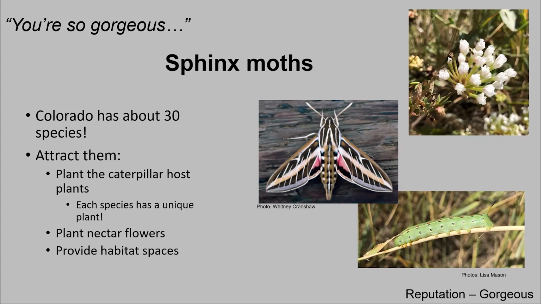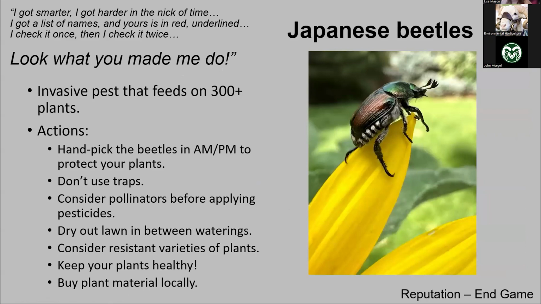Pictured here is the white-lined sphinx moth. This is perhaps the most common sphinx moth you'll see. They host on a wide variety: grape, elm. Their native host is sand verbena. Here's a sand verbena out on the eastern plains of Colorado, and a caterpillar of a white-lined sphinx moth. So grape, elm, sand verbena, evening primrose, and there's a few more as well. So providing those host plants, providing nectar flowers, and habitat spaces can help you attract sphinx moths to your landscape.